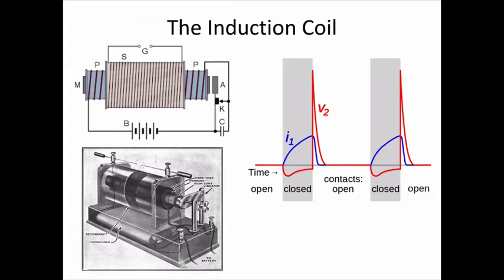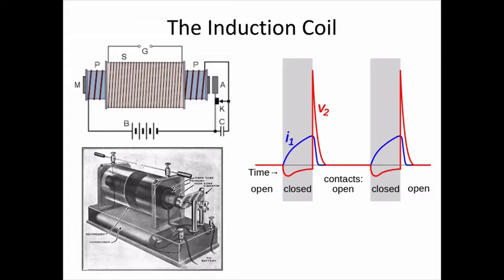They called that device an induction coil, and it was used by Hertz to generate radio waves, and it was used by Crookes and Thomson and others when they did work on cathode ray tubes. So the induction coil combines a transformer and a switch. So the way it works is this.